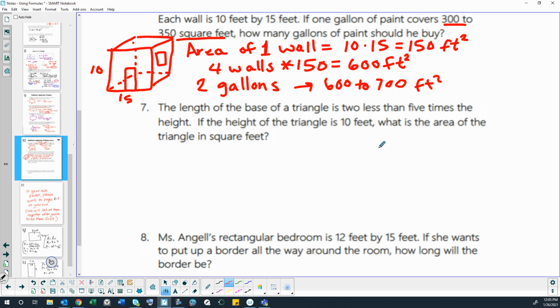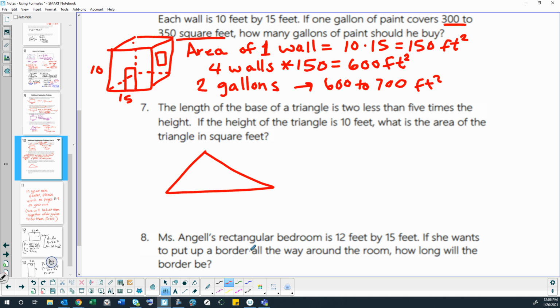Oh, we have another one of these word problems. The length of the base of a triangle is 2 less than 5 times the height. Okay, I'm going to draw a triangle. Oh, that was a lousy triangle. I mean, I guess it's okay. I'm going to draw it.